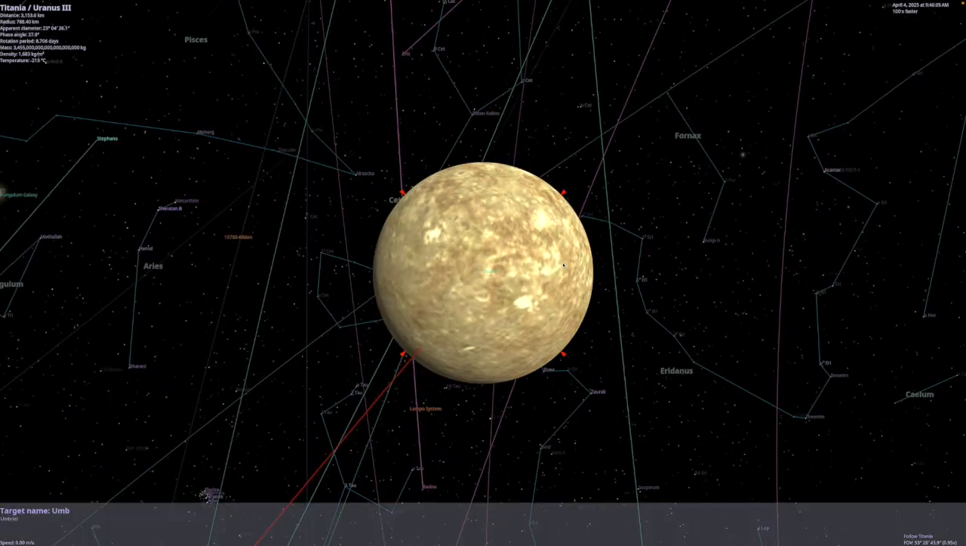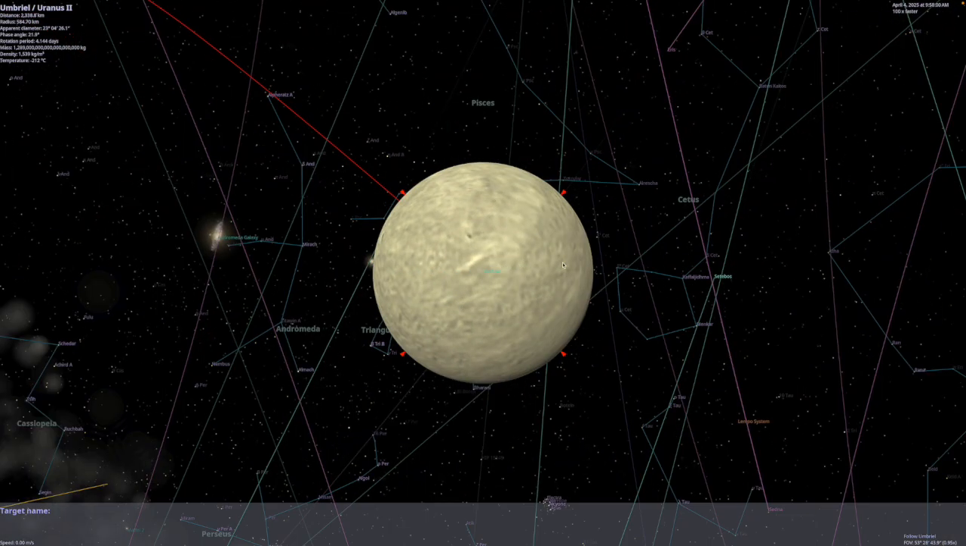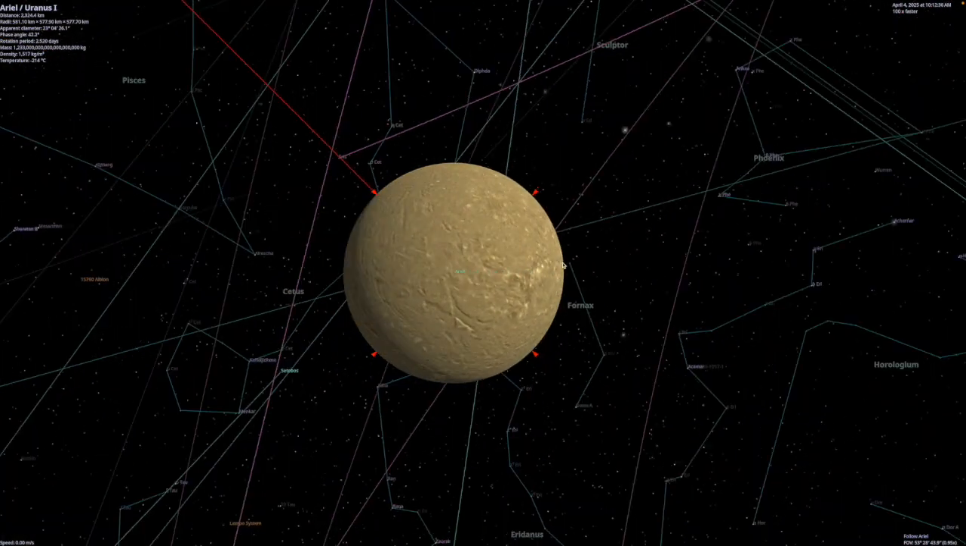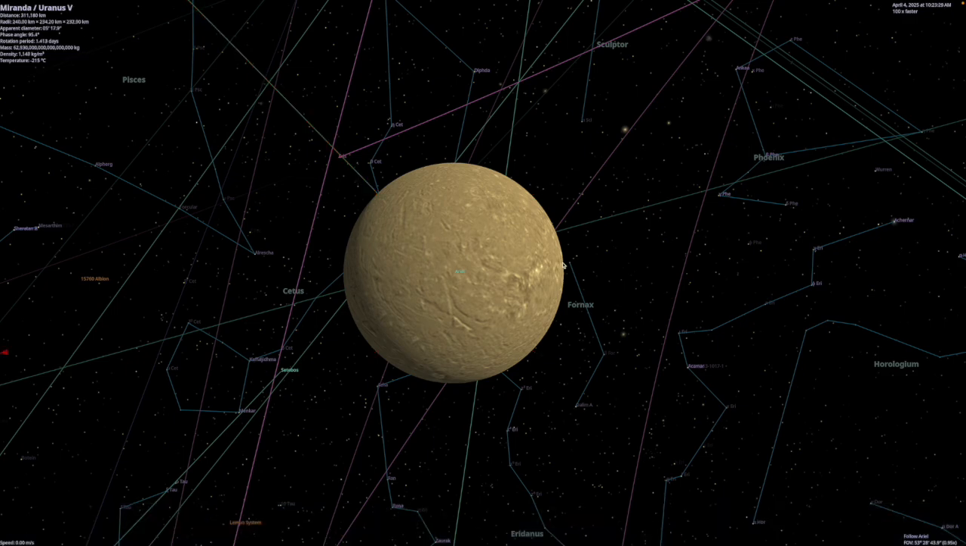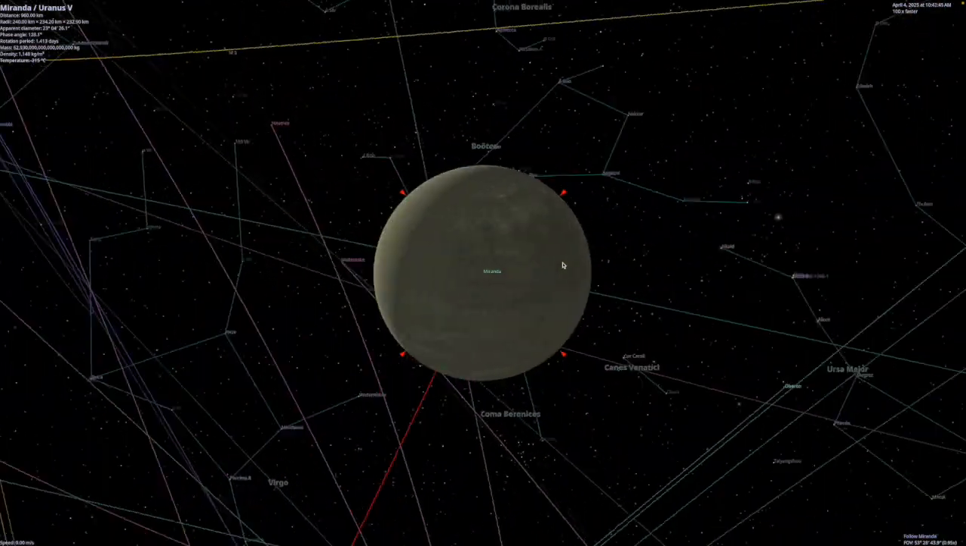Next we have Umbriel. Umbriel is a little smaller. Here it is. And Ariel. Here is Ariel. This one's my favorite, by the way. And the smallest one out of all of them, Miranda. 235 kilometers in radius almost.